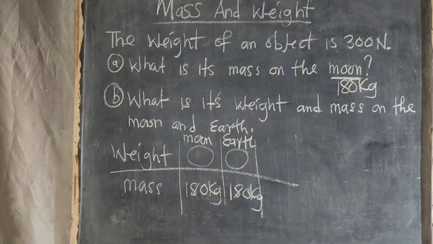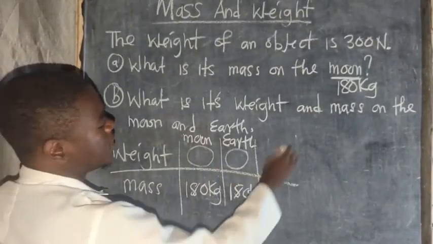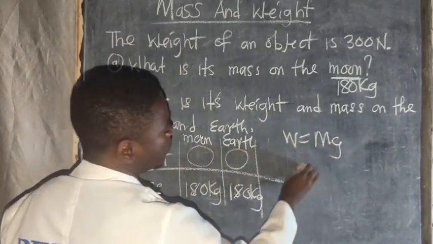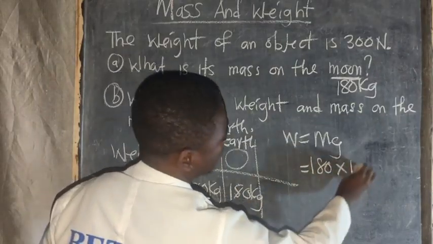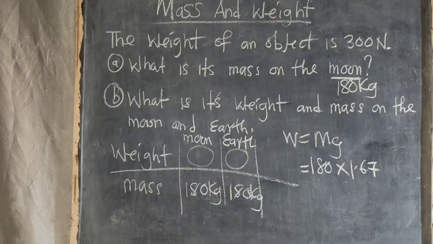So mass is the same. We know that mass is the same. So let us be quick. We are just multiplying. If you want to find for the moon, so you just say moon there, what you are given, you just say, you know that weight is equal to mass times gravity. So mass, you know, 180 times gravity, 1.67. What answer are you getting? You just do that.